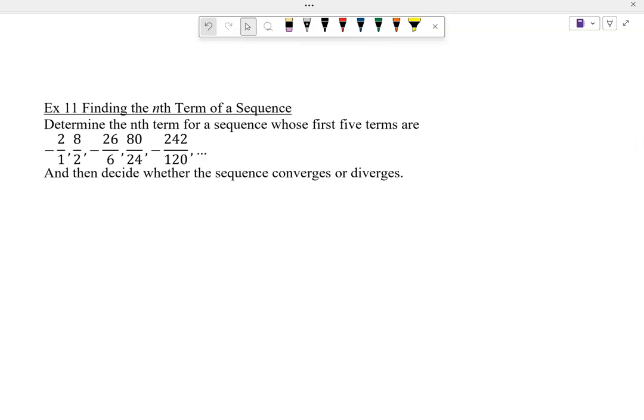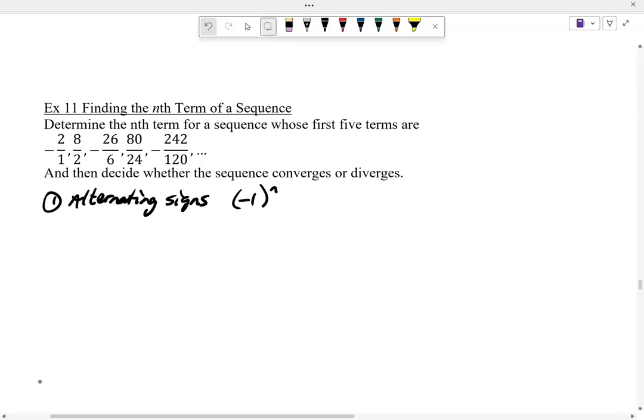If I'm looking at this one, determine the nth term for this sequence, do you see how, first of all, it's alternating negatives and positives? So I'm thinking to myself, well, first of all, it's alternating signs. So an easy way to think about that is it'll either be -1 to the n if it starts out negative, or it'll be -1 to the n plus 1 if it starts out positive. Well, this one starts out negative, right? I'm letting n be 1. So I'm going to use the -1 to the n. That'll be part of my formula here.